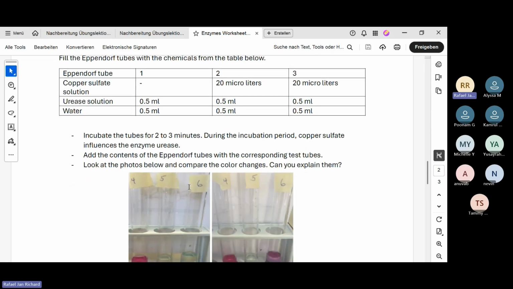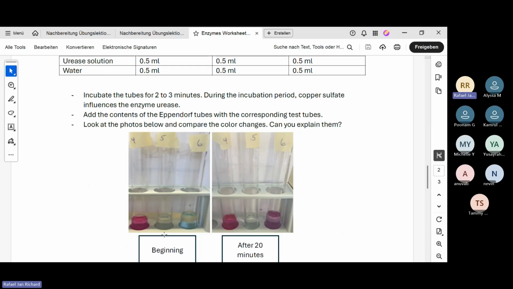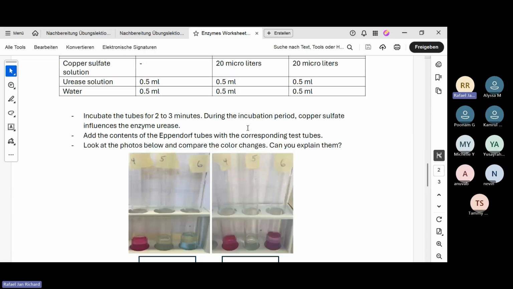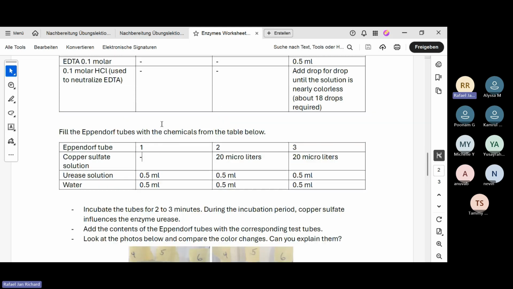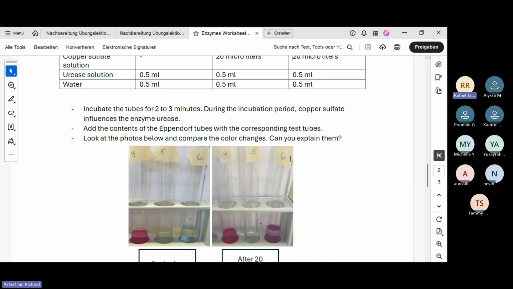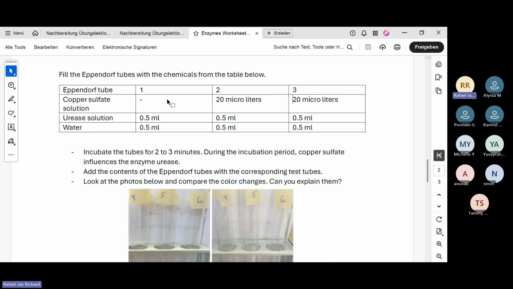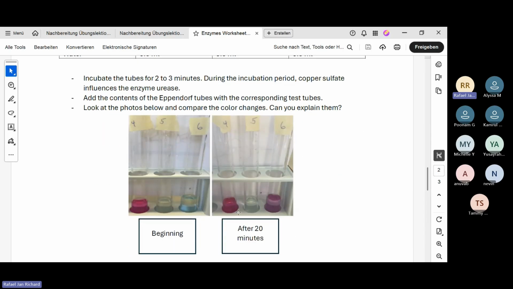Here you see how it looks before the reaction, and then here how it looks after the reaction. So in every one of the Eppendorf tubes you add water and the enzyme. And then in the first one, you don't add any copper sulfate. In the second one, you add 20 microliters, and in the third also 20 microliters. And as you can see here, in the first one where there is no copper sulfate, there is a color change.